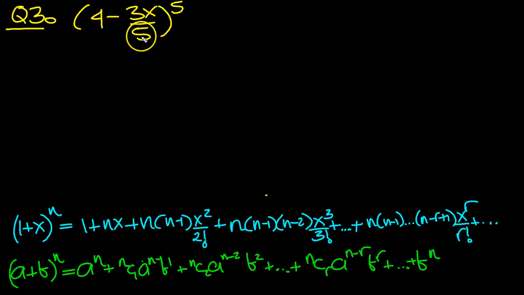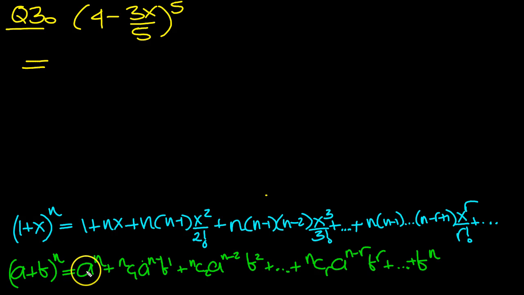(4 minus 3x over 5) all to the power 5. Let's have a go at this then with the binomial theorem. So this is the first term, a. The second term is minus 3x over 5. There's more than just a single object here, so we'll need to put a bracket around that. And the n value is 5.